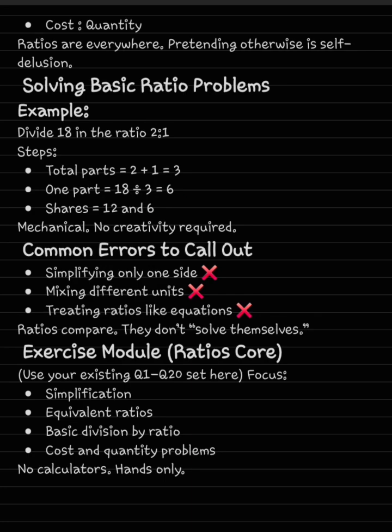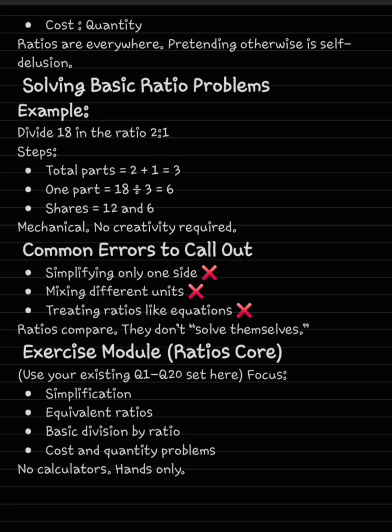Distribute the shares. Multiply each side of the original ratio by the value of one part. 2 parts multiplied by 6 equals 12. 1 part multiplied by 6 equals 6. Verification: the resulting shares are 12 and 6. This process is purely mechanical and requires no guesswork.